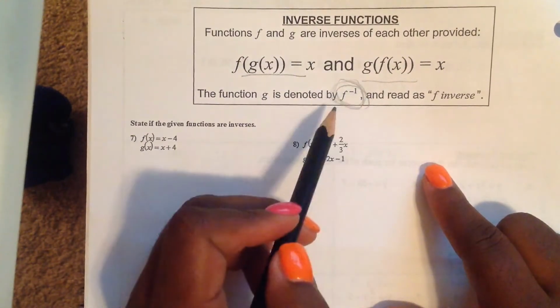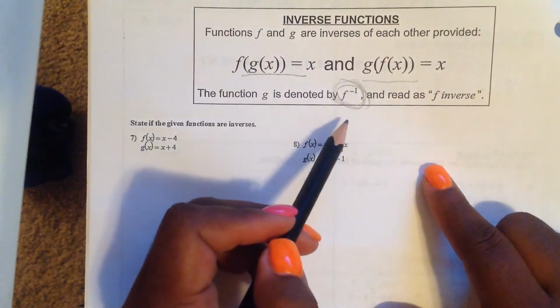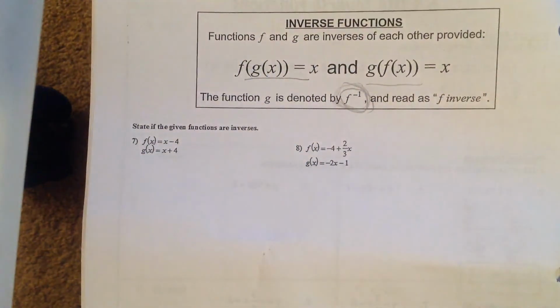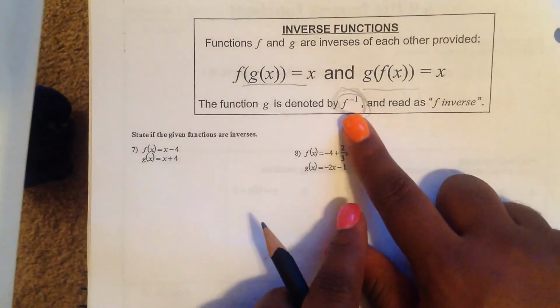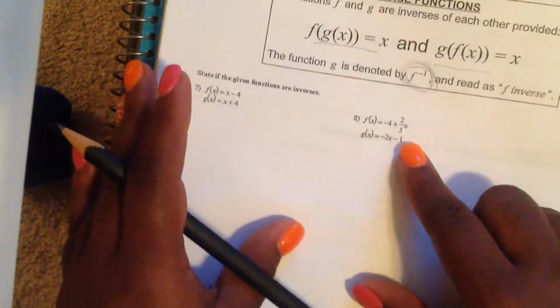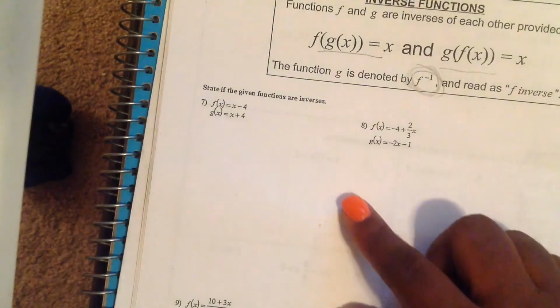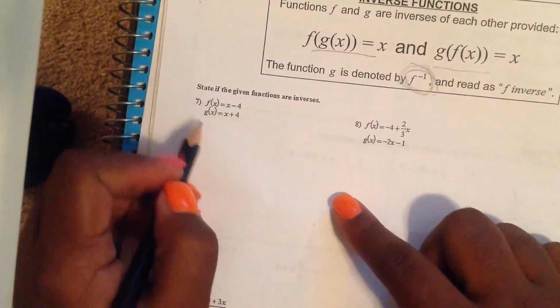Now, if g is an inverse, you're going to see the notation that looks like this. Don't say f to the negative 1. You're supposed to say f inverse. So when you see that notation written like this, that means we're talking about the inverse. For number 7, it says state if the given functions are inverses.